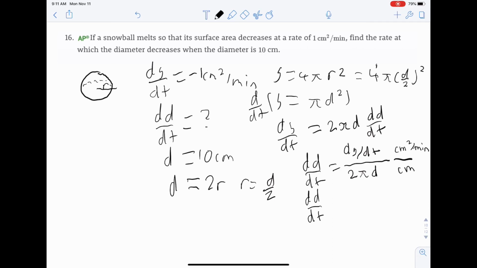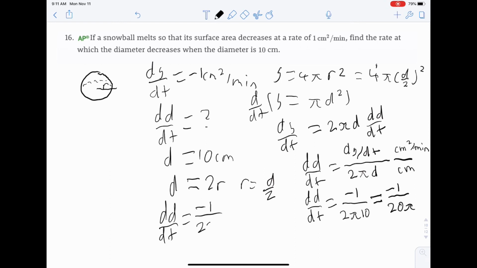So now let's plug in everything else. dD/dt is going to equal negative 1 over 2 pi times 10. So that's pretty easy, negative 1 over 20 pi. So our answer, I'll write it over here because I'm out of space, dD/dt is going to equal negative 1 over 20 pi centimeters per minute.